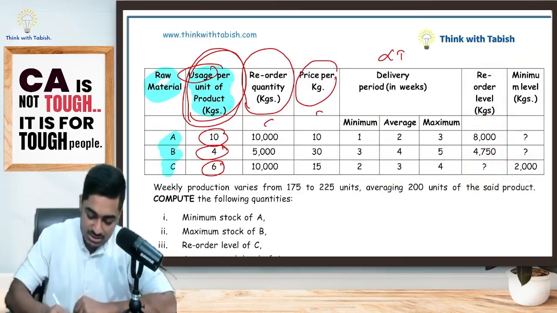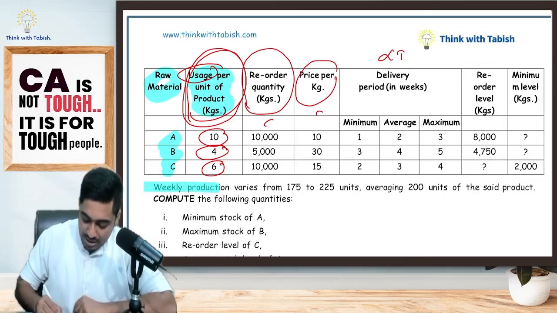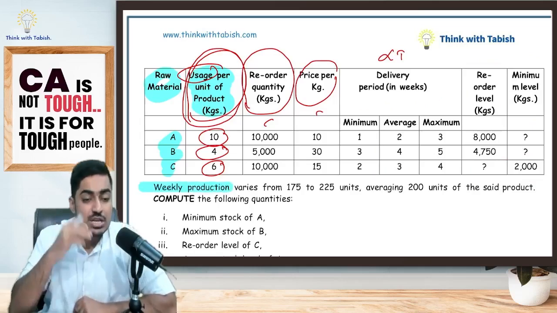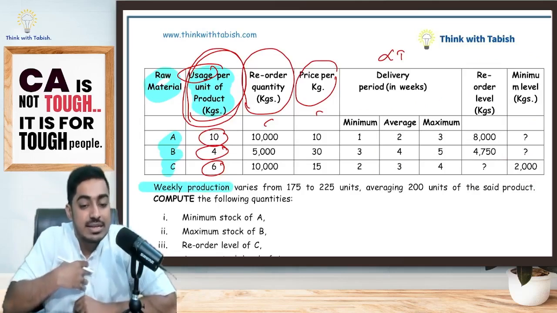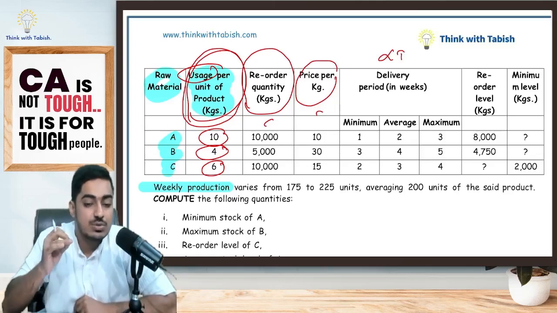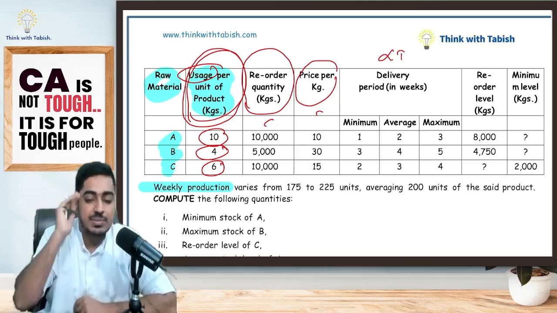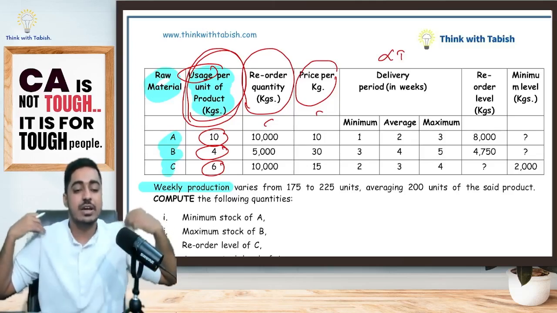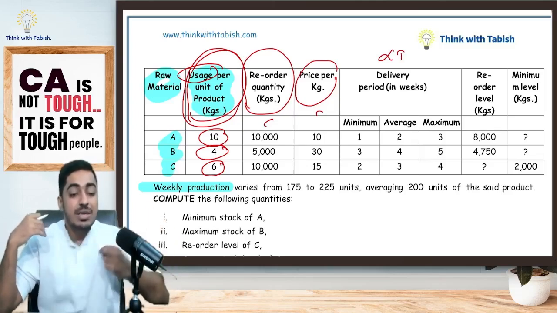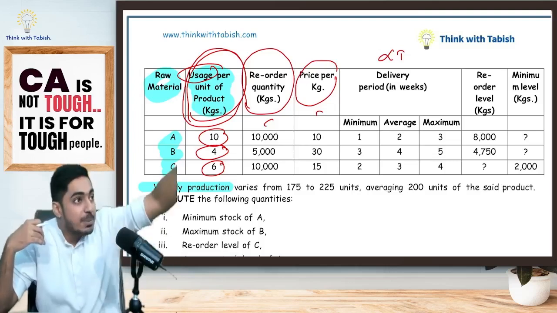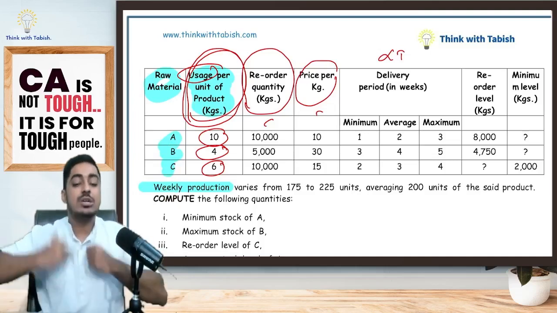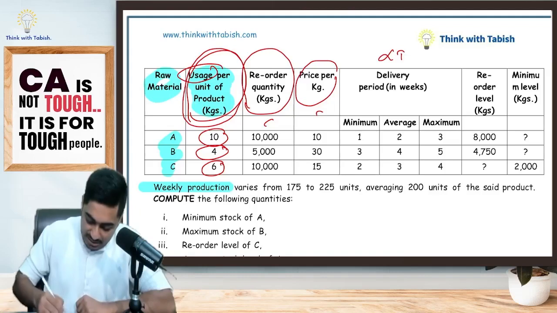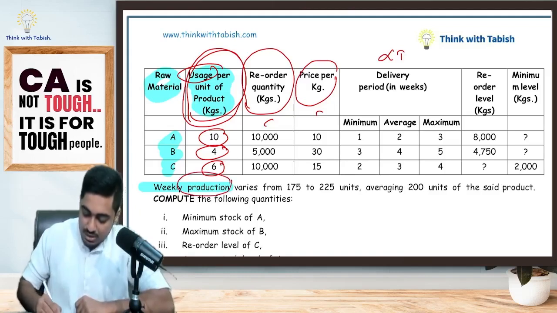Now what more is given? Pay attention, everyone. Weekly production. Now think and tell me, students, what will I produce? Will I produce raw material or will I produce finished goods? Imagine I am a shirt manufacturer. Cloth is my raw material. Raw material I will purchase from the market, and based on the raw material, finished goods, shirts, I will produce. So when the question has given me details about production, it is talking about my finished goods.